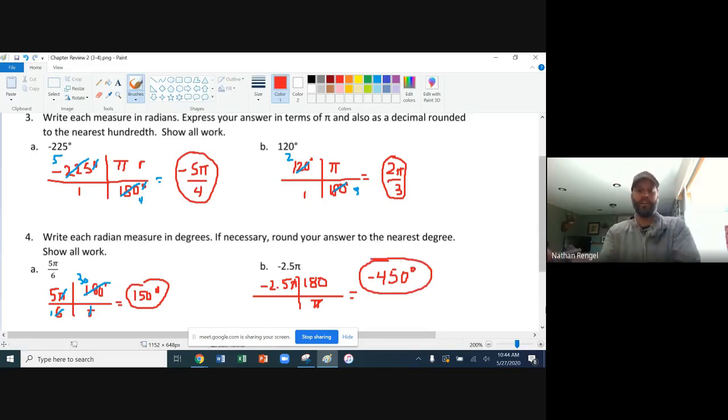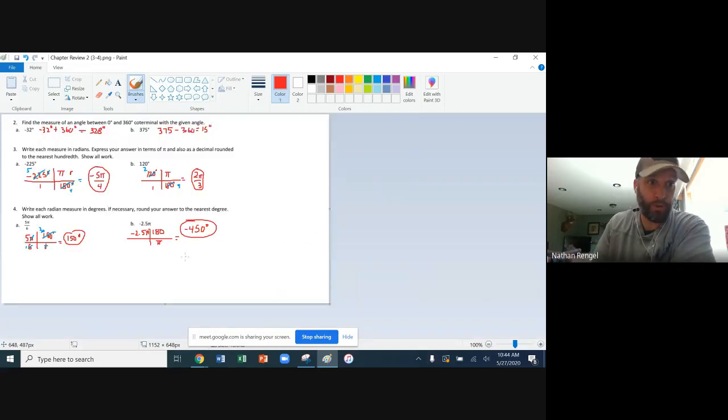So there would be my degree measure for 2.5 pi radians. And it does make sense because 2 pi radians would be 360 degrees. So that's just going to be another half pi radians. So there would be problems 2, 3, and 4, which all are relating back to section 13.2 and section 13.3.